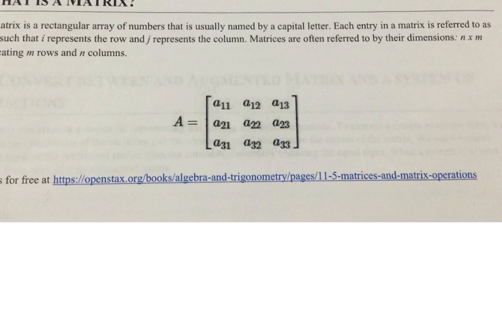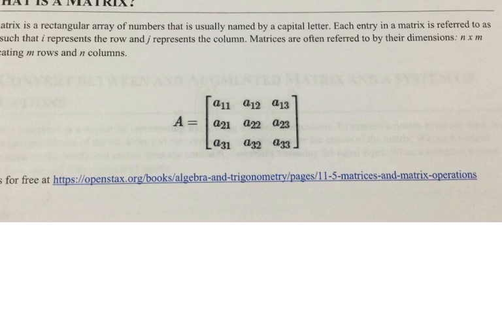So a matrix is a rectangular array of numbers that is usually named by a capital letter. Each entry in a matrix is referred to as A sub ij, where i is the row it's on, j is the column it's on.